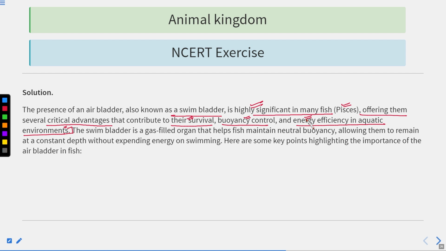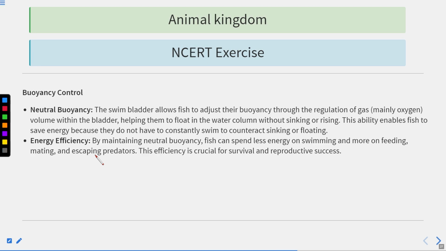But if they have this buoyancy control, this air bladder helps them stay at the upper surface without consumption of any energy. So this swim bladder is a gas-filled organ that helps fish maintain natural buoyancy, allowing them to remain at a constant depth without expending energy on swimming. Because in swimming, they have to expend energy. So here are some key points highlighting the importance of the air bladder in fish. Let us see what those key points are.